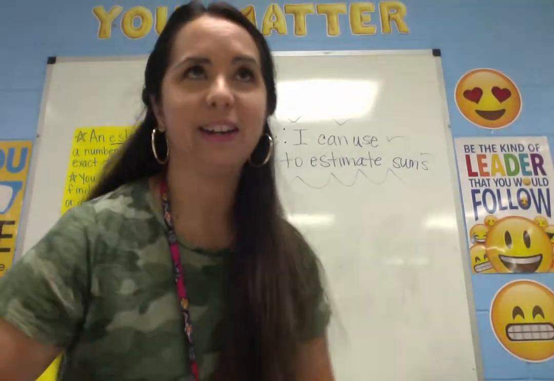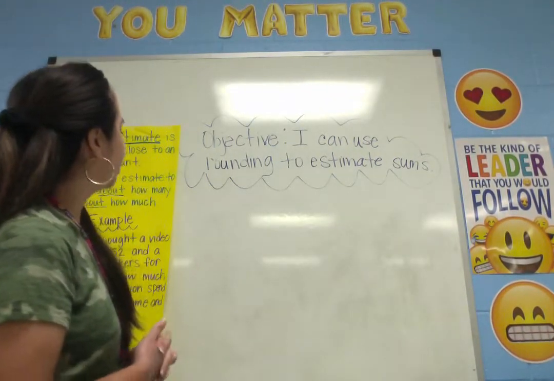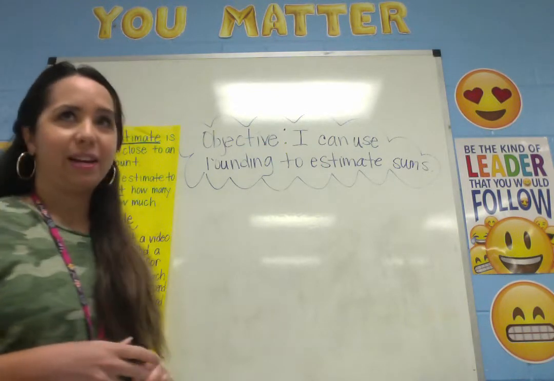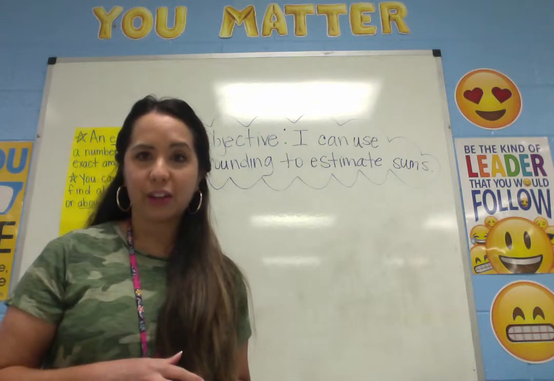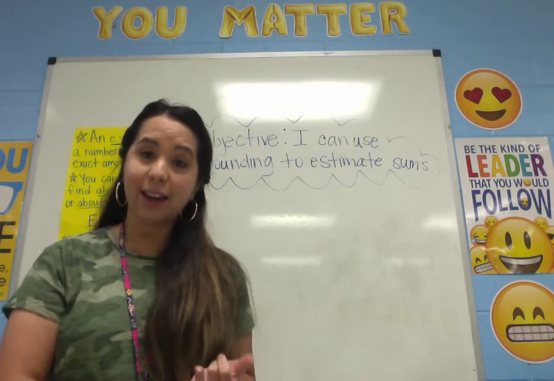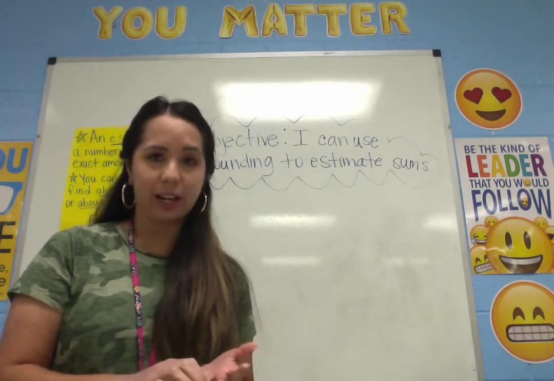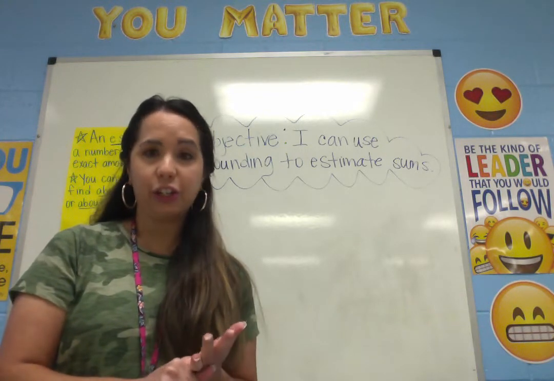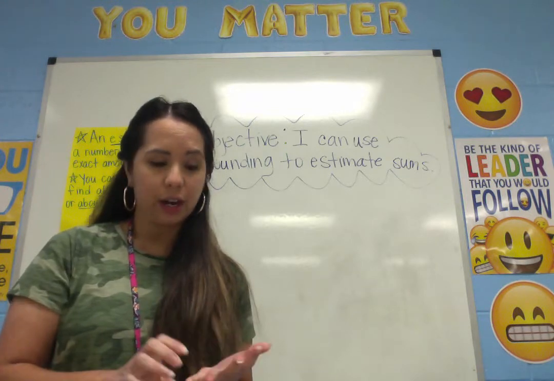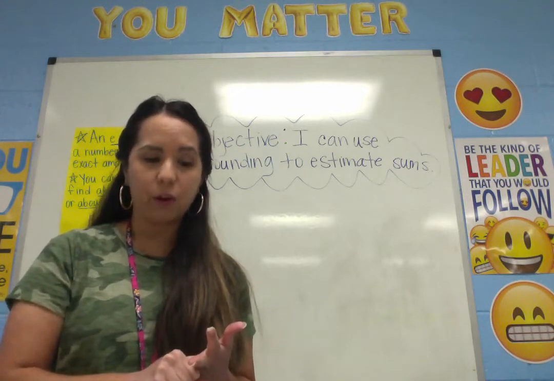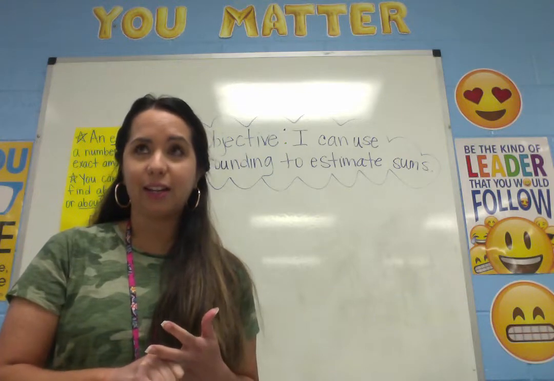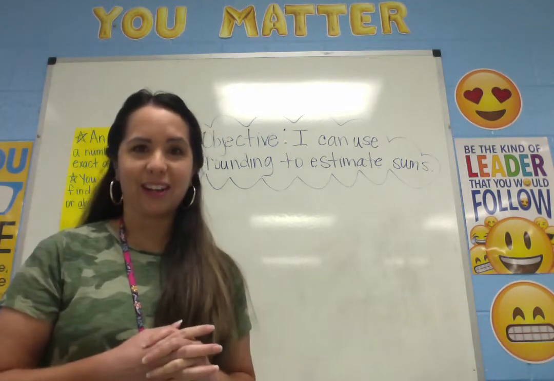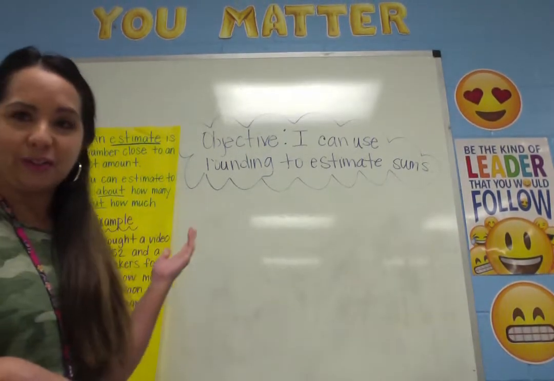Good morning. Today's lesson, our objective is I can use rounding to estimate sums. Now we know for the last 2 days you've been rounding to the nearest tens and you've been rounding to the nearest hundreds. And those two strategies that I taught you are to use a number line to help you round or use place value. I want you to use whatever you feel is comfortable for you, okay? Whatever is easier, honestly.